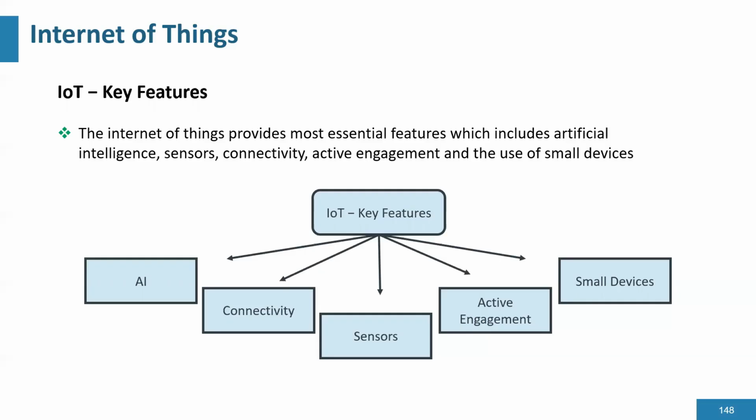So with IoT-enabled features, you can have better connectivity through the sensors, with the AI-enabled capabilities built into those IoT devices, and it results in active engagement with the help of smaller devices. So these are the key features we can think of by building AI-enabled IoT devices.